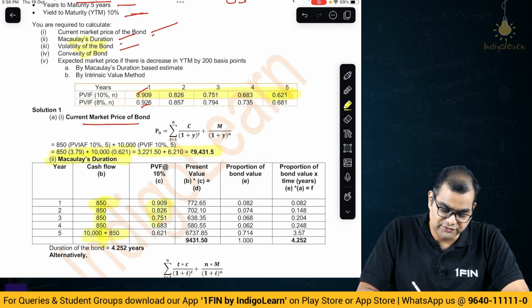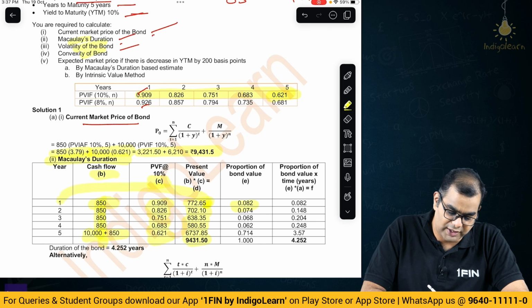Then present value factors for all the 5 years are given. Then you multiply these present value factors with the B and C is equal to D. Basically multiply the present value factor with the cash flow. Then what you do is you can directly multiply this 772.65 into 1, or you can compute weights.